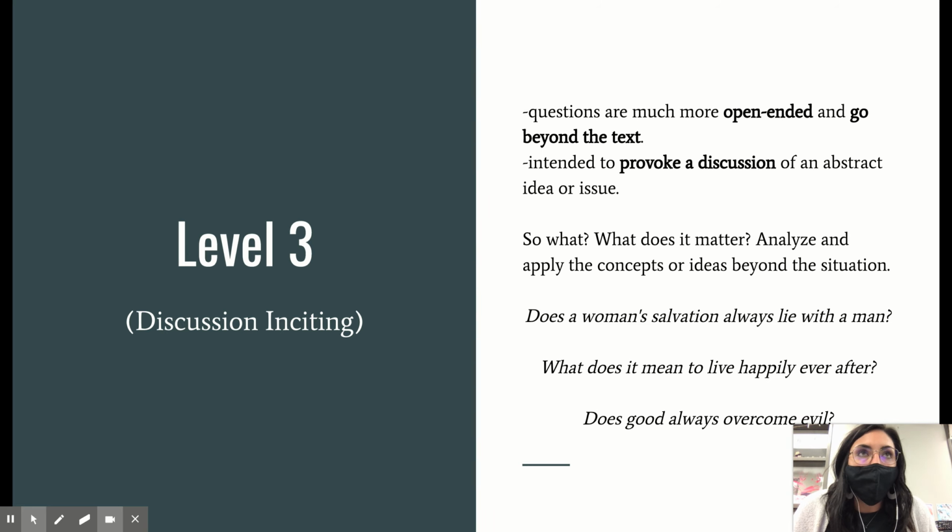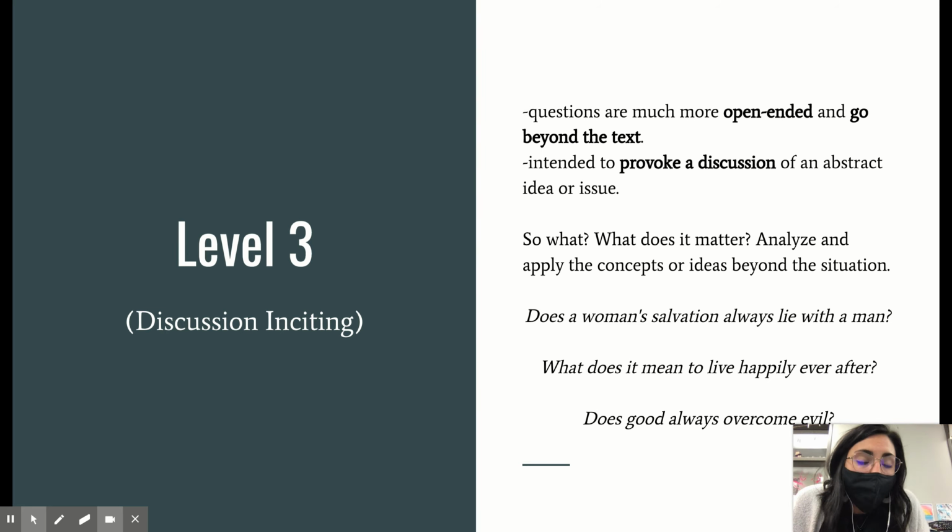Cinderella tries to make her own ball gown. She goes to the ball, right, with the help of a fairy godmother. She doesn't necessarily find her salvation there, and maybe at the end she does find her salvation with a man, but it doesn't mean that she wasn't attempting to create her own salvation, right? So I'm using Cinderella as my evidence to discuss this open-ended question.